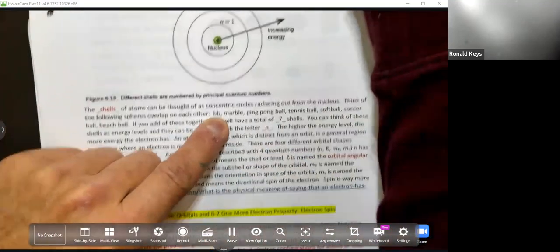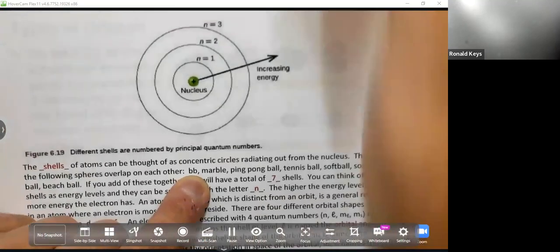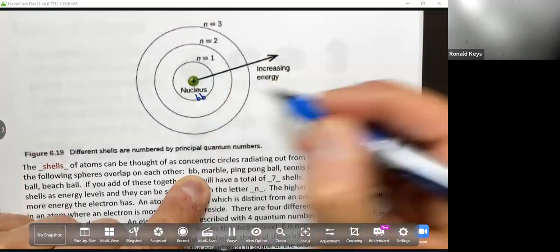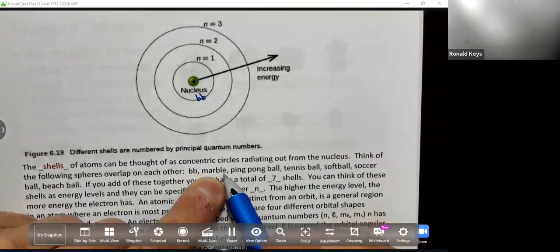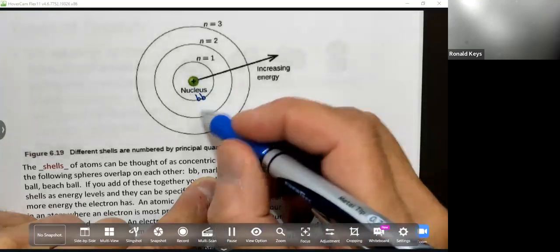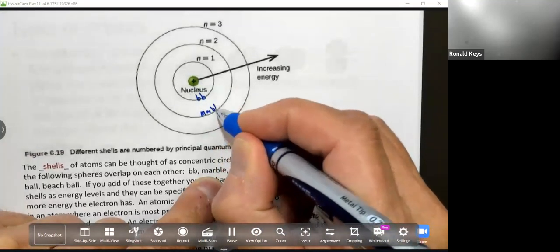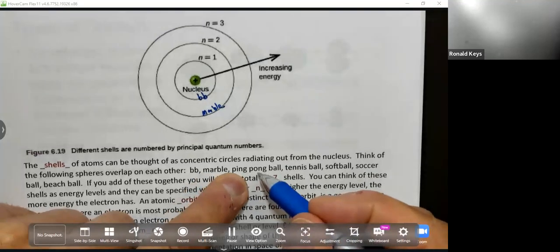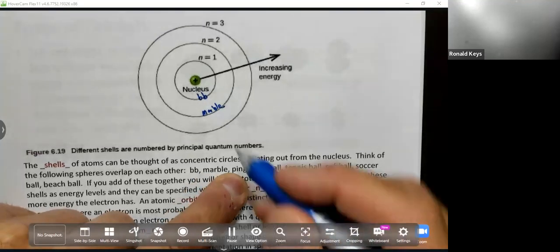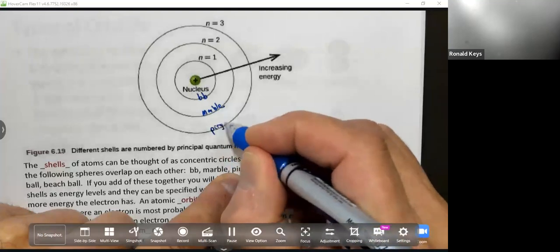Level 1. I make this the size of a BB. What can I put over top of a BB? A marble is bigger than a BB, correct? So now I'm going to put a marble over top of that. What's bigger than a marble? Ping pong ball, right? So here's my ping pong ball.